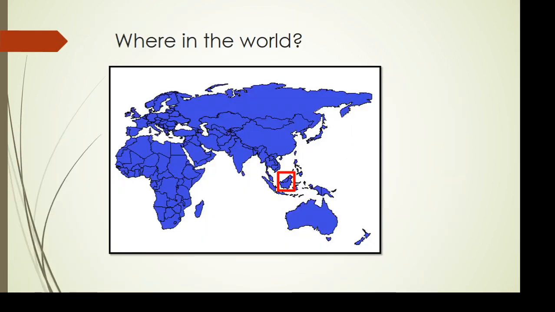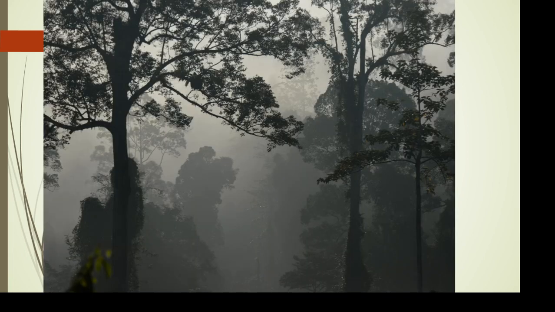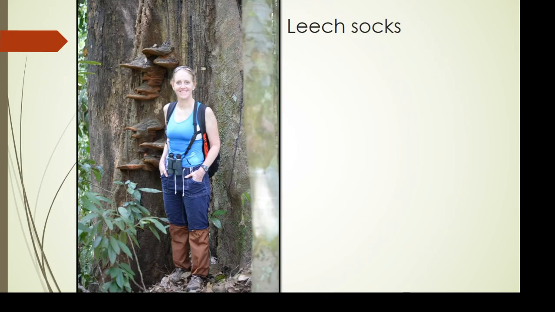Borneo is an island in Southeast Asia. There's actually 3 different countries that own pieces of the island Borneo. We only stayed in the Malaysia part of the island. And I will tell you that Borneo is the oldest forest on the planet. It's older than the Amazon. And one thing that it has, because of its tropical location, is a lot of stuff that can bite you.